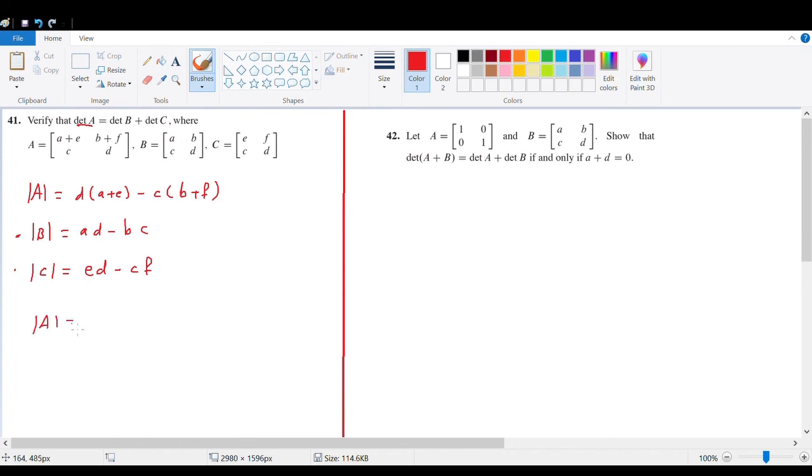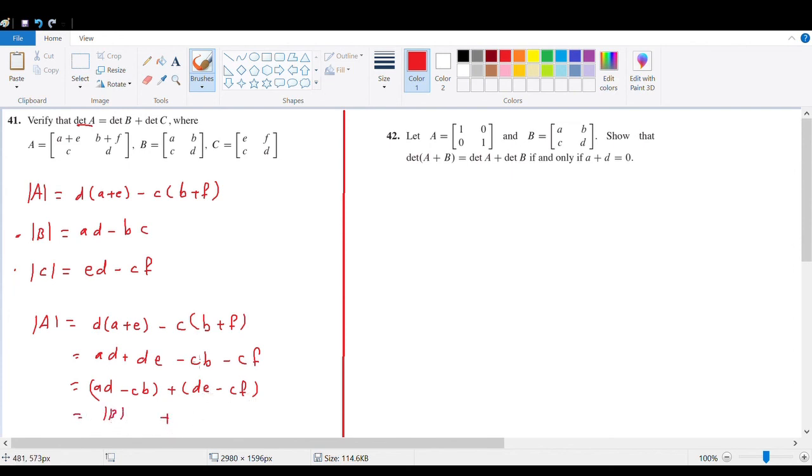So now determinant of A is equal to D times A plus E, minus C times B plus F. So this is just AD plus DE minus CB minus CF. If we rearrange it, it will be AD minus CB or BC, then plus DE minus CF. So AD minus CB is determinant of B, plus DE minus CF, which is this one, or ED, it will be the same. So determinant of C, and here we prove that determinant of A is equal to determinant of B plus determinant of C.